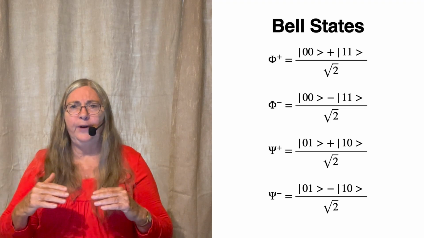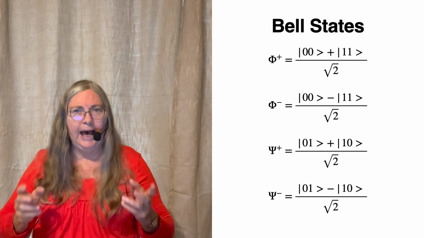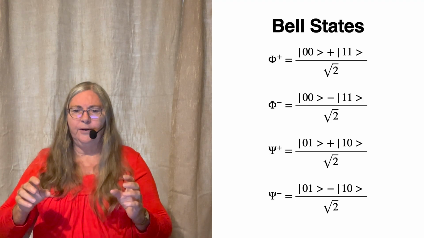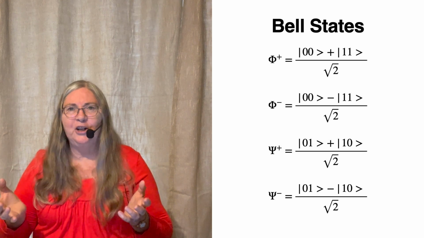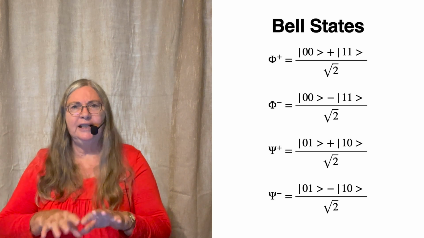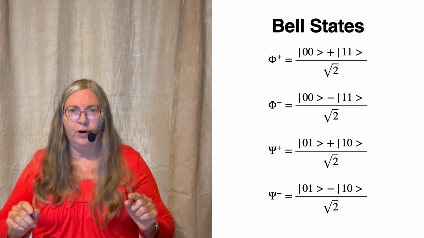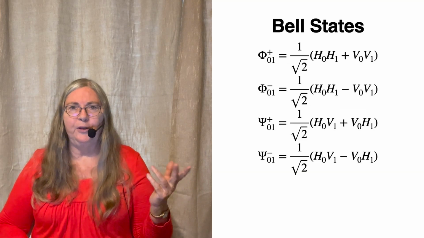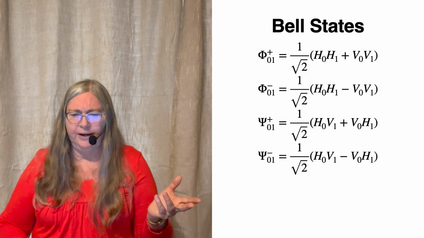If they're perfectly in phase, you get a plus. If they're perfectly out of phase, you get a minus. Now, for what we're doing today, seeing how to collapse the wave function, the phase is not so important, so I'm going to focus on the horizontals and verticals. Okay, here's what the Bell states look like when we write them out in terms of horizontals and verticals.